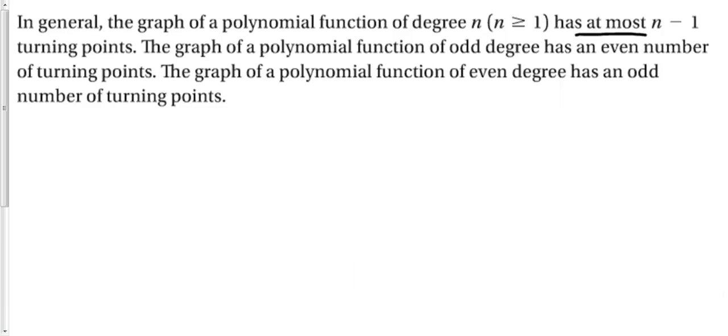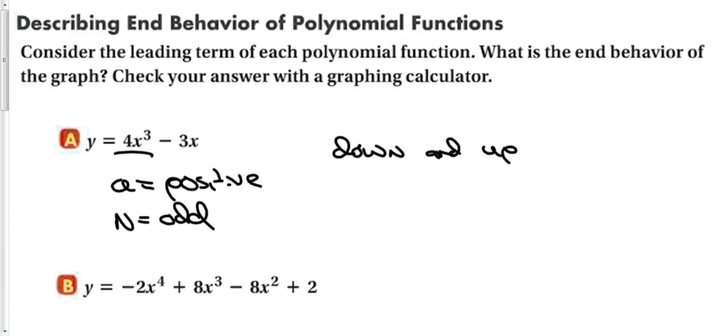And I can also tell that this particular function, that function right there, will have at most 2 turning points, 1 less than its biggest exponent. Now, does it have 2 turning points? Probably, but we can't know for sure until we actually graph it.